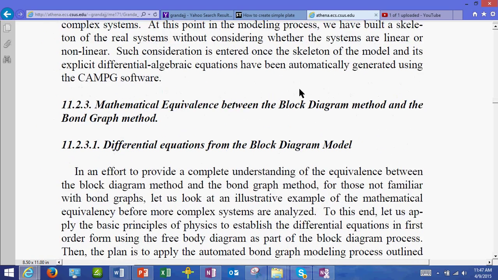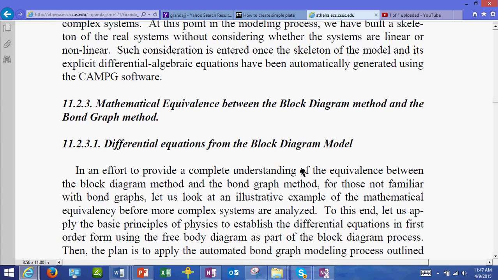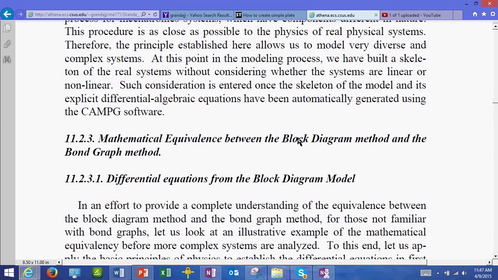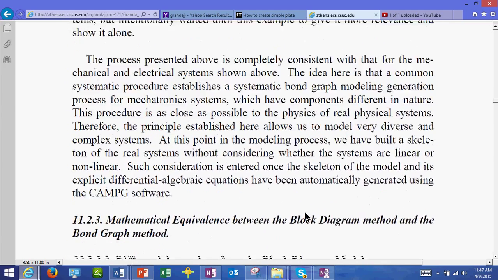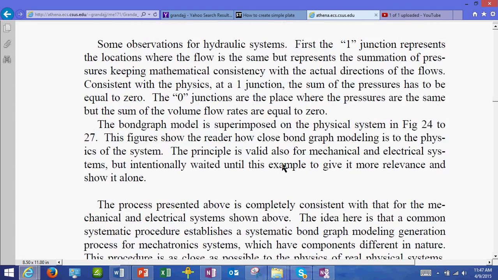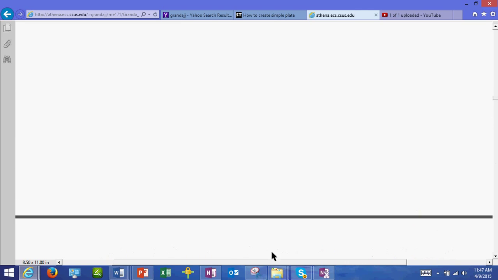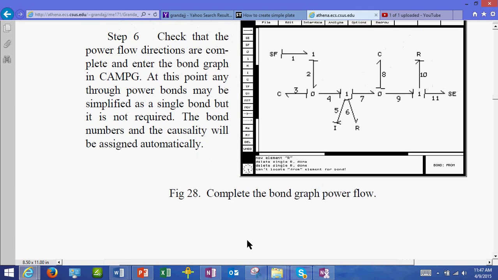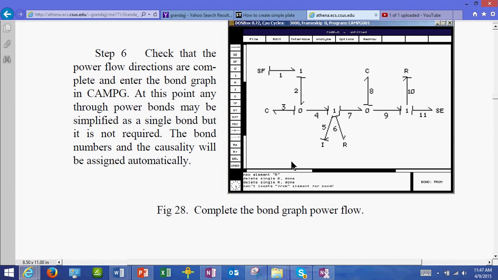So I think that is the process that we have experienced for all three systems, for hydraulic systems, for electrical systems, and for mechanical systems.